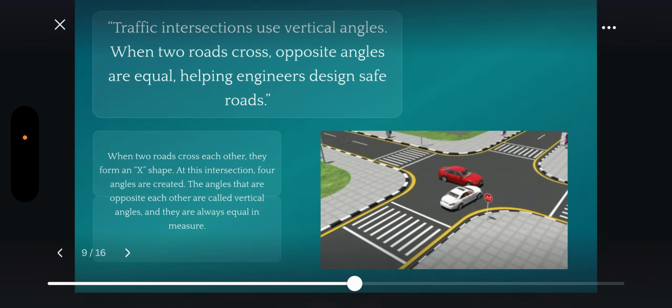So this is a real-life interpretation. Traffic intersections use vertical angles: when two roads cross, opposite angles are equal, helping engineers create a safe design. With this X-shaped design at the intersection, four angles are created, and the opposite sides are vertical, so they are always equal in measure.